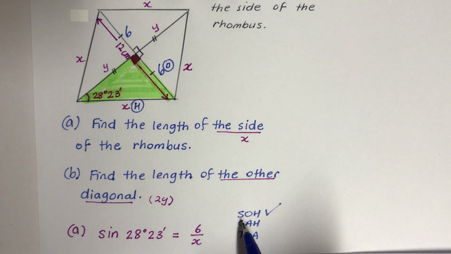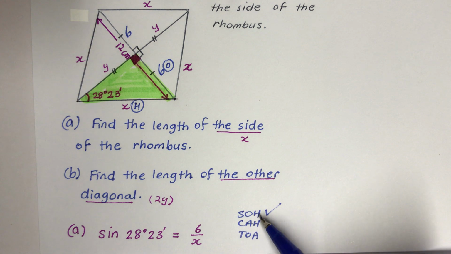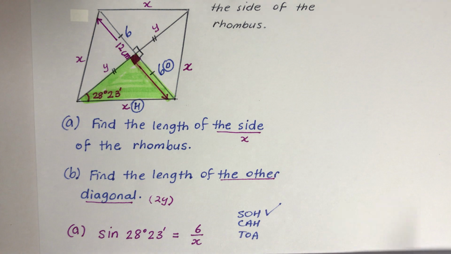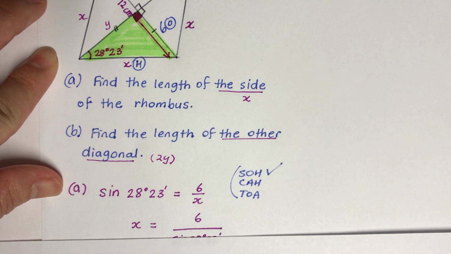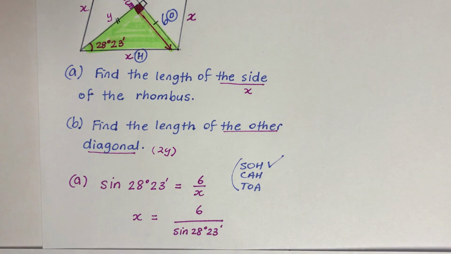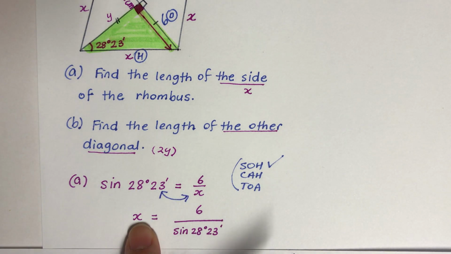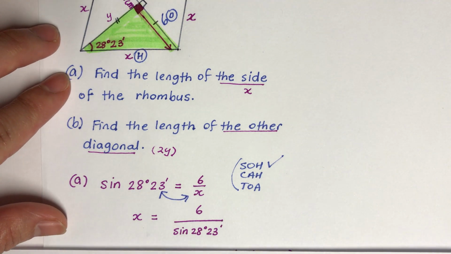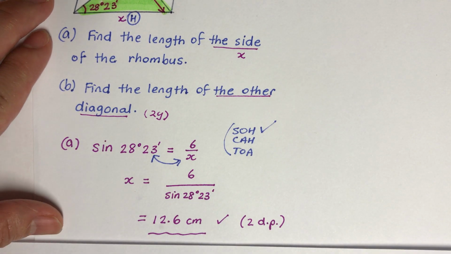So I'm going to use sine 28 degrees and 23 minutes equals opposite over hypotenuse. Opposite over hypotenuse, that would be 6 over x. It's always good to actually write it down and label the right angle triangle so you know which trig ratio you need to use. So what I've done is I'm just swapping this, and x comes as the subject, and then it'll be equal to 6 over sine 28 degrees and 23 minutes, and it'll be 12.6 to 2 decimal places.